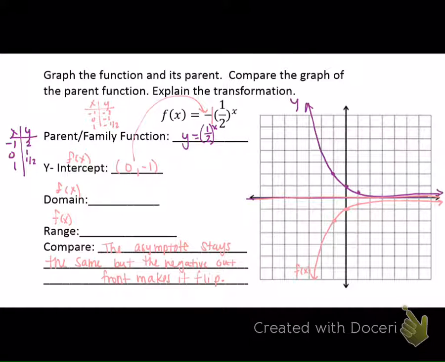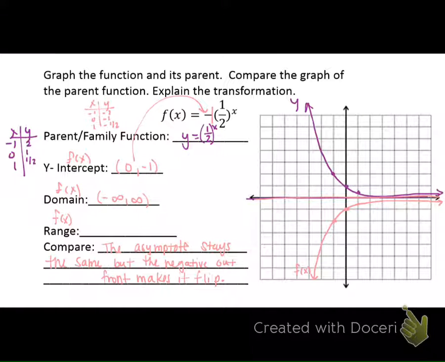It still goes left to right forever, but the range is going to change. Who thinks they know what the answer for the range is? You've had problems like this on your homework, yeah. So the lowest down value is -infinity, right? Because it's going down forever, but it only goes up until 0. So it kind of switches that because it's not going above the 0 this time. You always go least to greatest.